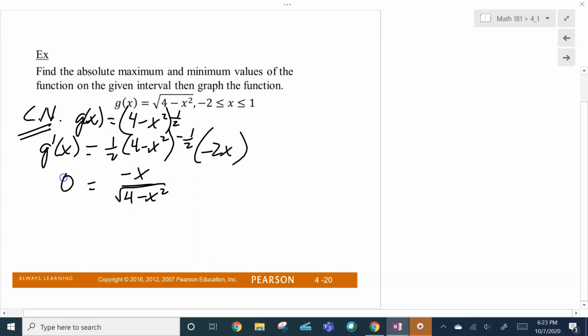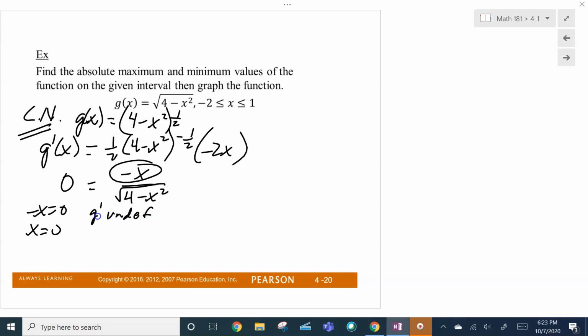x squared. So where's this equals 0? Well, if the top is 0, 0 over anything is 0. So -x equals 0, so x equals 0 is a critical number. And then g prime is undefined if my denominator is 0. I can't divide by 0. So where is square root of 4 minus x squared equals 0? Square both sides. I got 4 minus x squared equals 0, so x equals plus or minus 2.